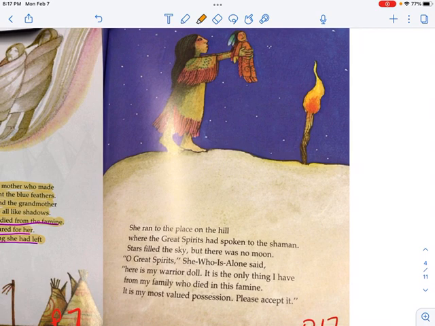She ran to the place on the hill where the great spirits had spoken to the shaman. Stars filled the sky, but there was no moon. "Oh, great spirits," she who is alone said, "here is my warrior doll. It is the only thing I have from my family who died in this famine. It is my most valued possession. Please accept it."